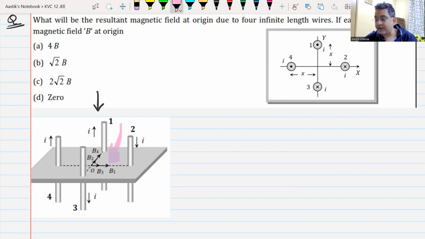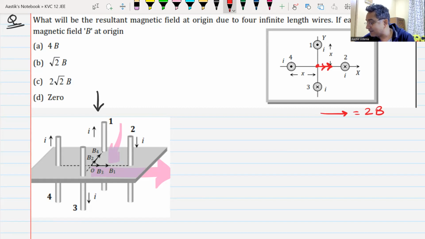You can see the value of magnetic fields. I1 wire and I2 wire both will produce field in this direction. If I draw it on the original diagram, I1 is outside, point is here, it will produce field in this direction. Yes or no? Yes, sir. I3 is going inside, it will also produce field in the same direction. So the field in the red direction becomes 2B.